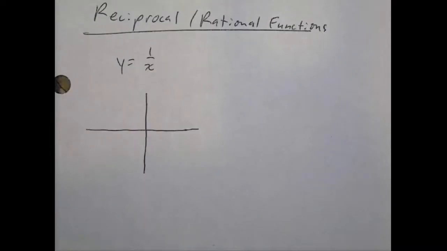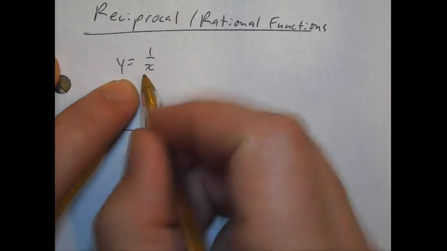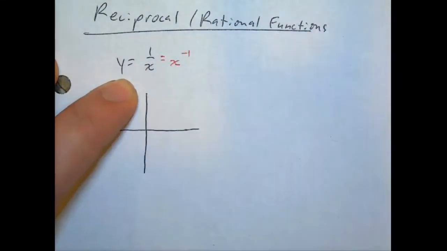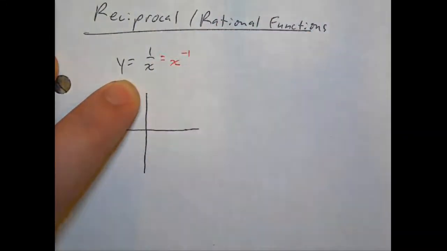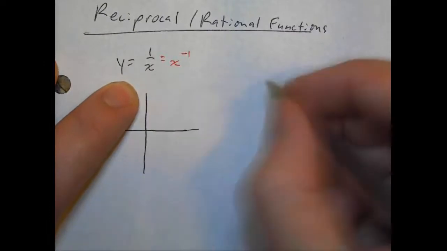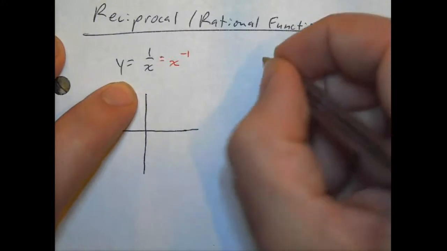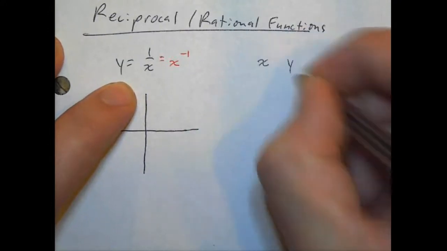In this video, we are going to be talking about reciprocal or rational functions. The reciprocal function is 1 over x. This could also be written as x to the negative first. Depending on who you talk to will depend on what they call it, whether they call it a reciprocal or a rational. In pre-calculus, we call it rational functions. In Algebra 2, a lot of the times they call it reciprocal functions.